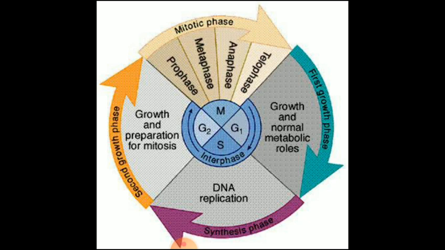Third phase, second growth phase or G2 phase. This is a shorter growth phase in which RNA and proteins necessary for cell division continue to be synthesized. Now the cell is ready to undergo cell division and enter the dividing phase of the cell cycle, that is mitotic cell division.